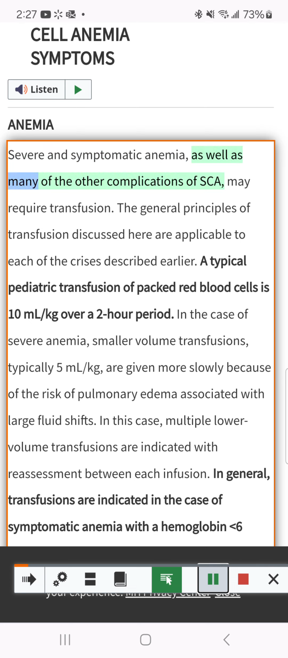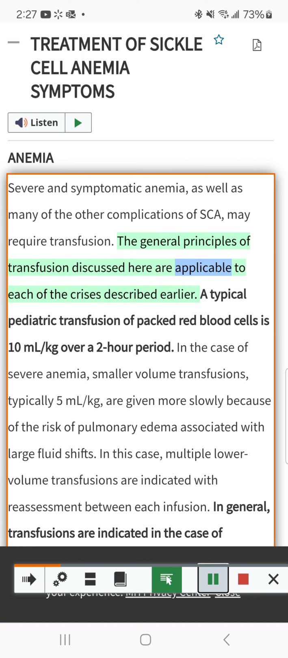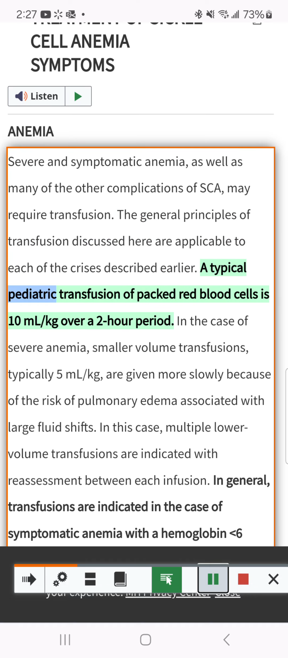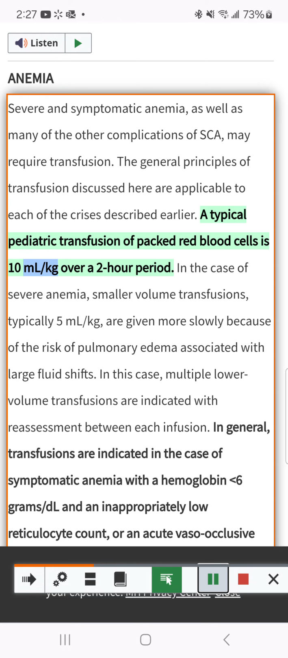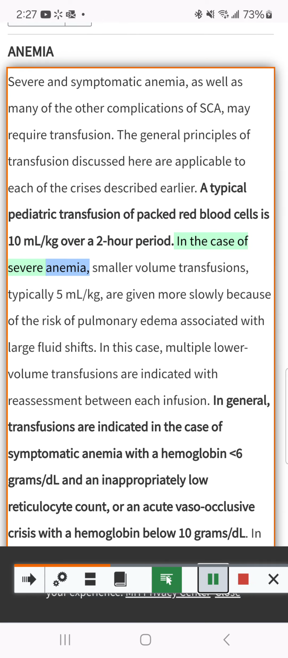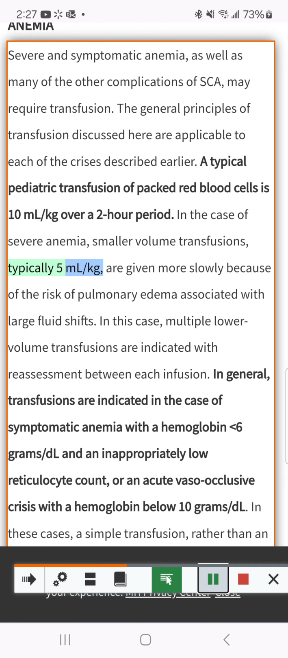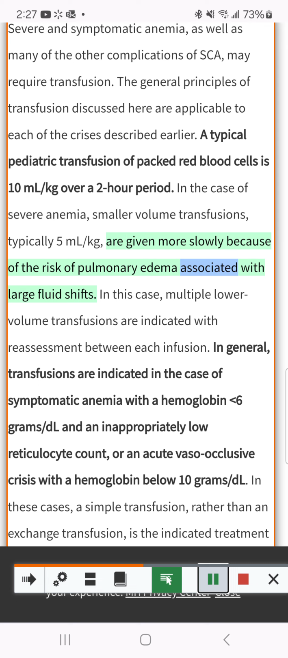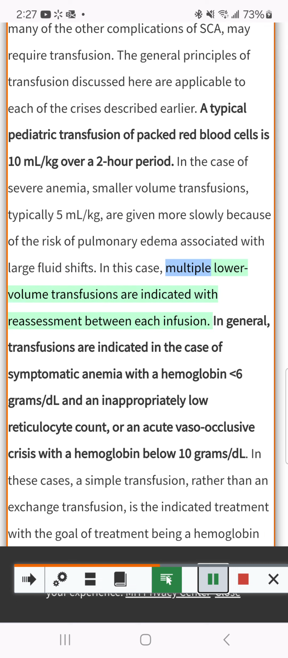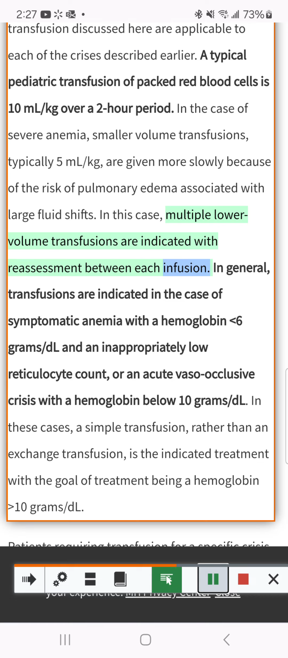Severe and symptomatic anemia, as well as many of the other complications of SCA, may require transfusion. The general principles of transfusion discussed here are applicable to each of the crises described earlier. A typical pediatric transfusion of packed red blood cells is 10 ml per kilogram over a 2-hour period. In the case of severe anemia, smaller volume transfusions, typically 5 ml per kilogram, are given more slowly because of the risk of pulmonary edema associated with large fluid shifts.